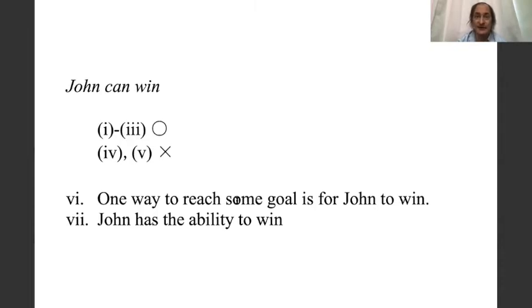It can also mean, I'll skip to 7, that John has the ability to win tomorrow. Okay, and from that we can infer perhaps that it's a possibility, but it's really just telling us about an ability.